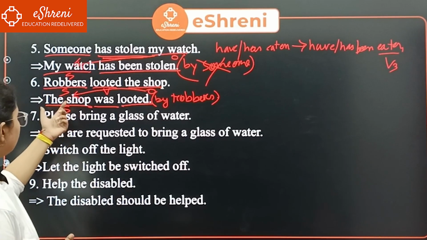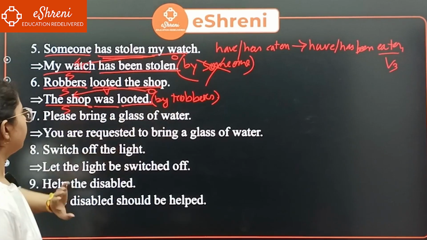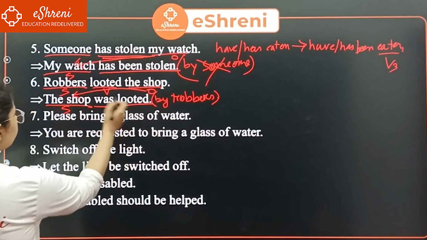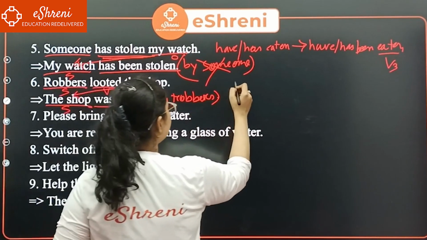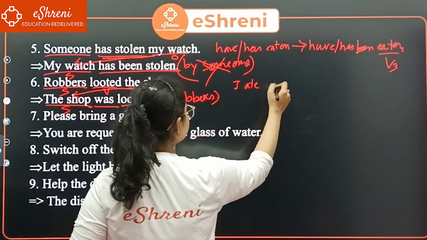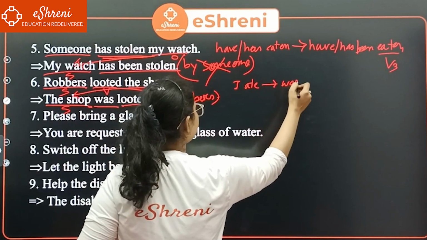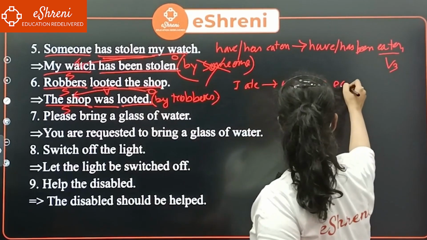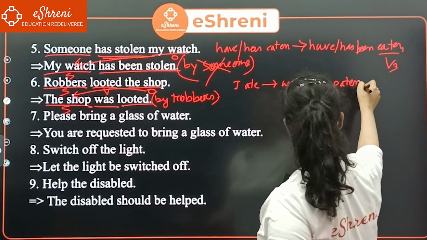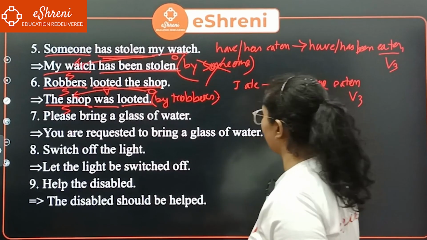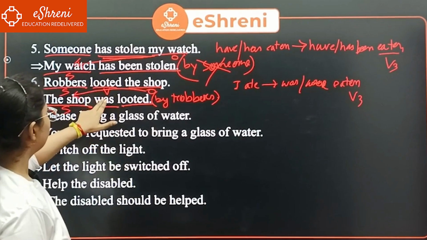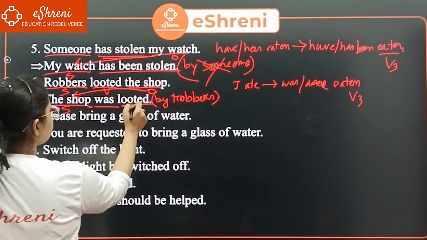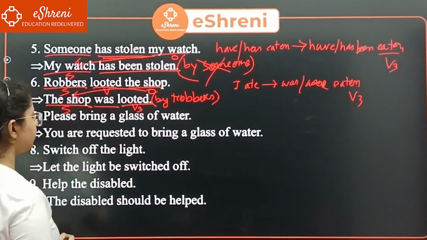So the shop was looted by robbers, or the shop was looted. Why was looted? Because for example I ate, so ate becomes was where eaten, the past participle form. That is why here looted will become was looted: was plus the past participle form of the verb.